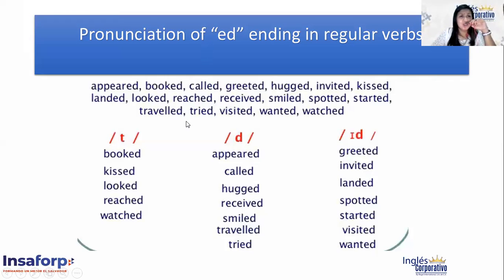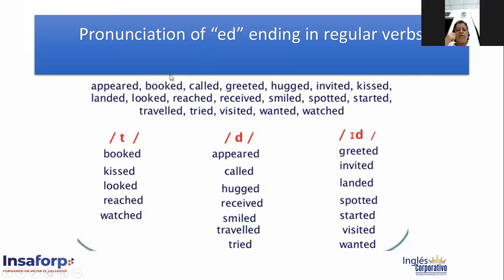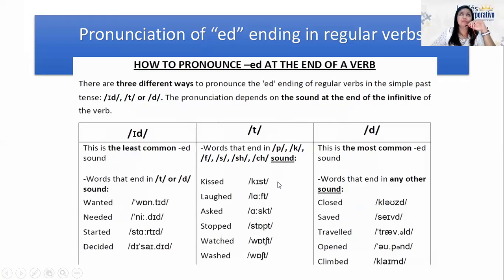Okay, maybe you wonder, teacher, how do I know what's the pronunciation of each verb? I'll give you some ideas, or some clues, or some secrets. There are three different ways to pronounce the ed ending of regular verbs in the simple past tense. The pronunciation depends on the sound at the end of the infinitive of the verb. For example, with the words that end in t or d, the sound is id: want, wanted. Need, needed. Start, started. Decide, decided.